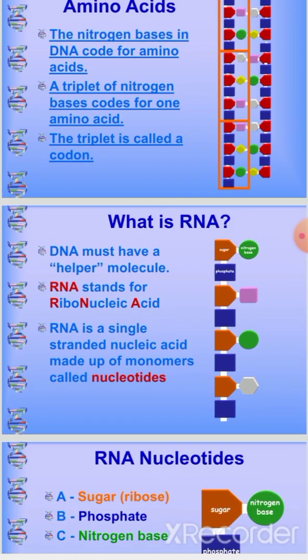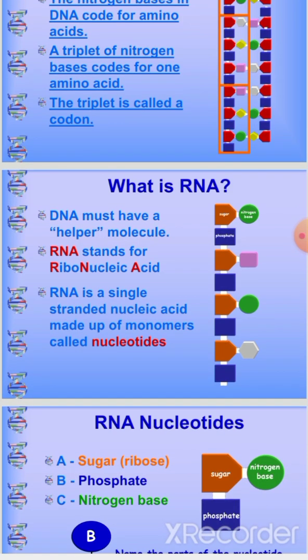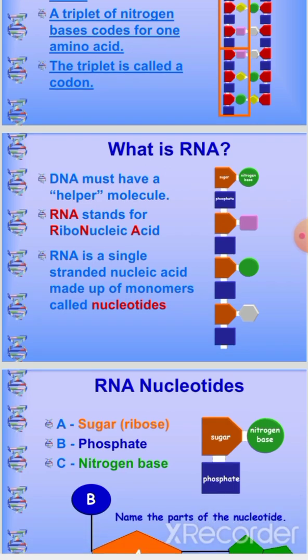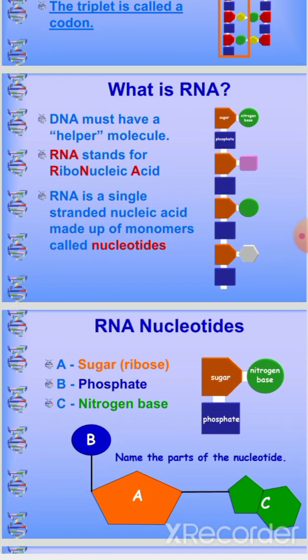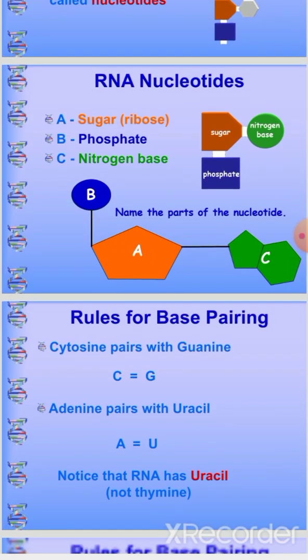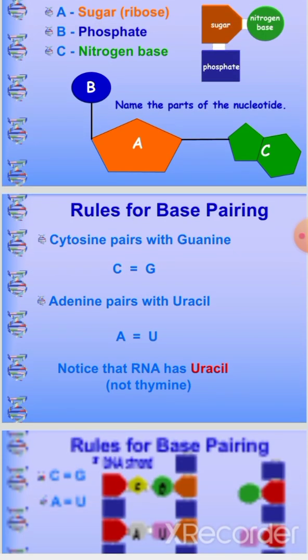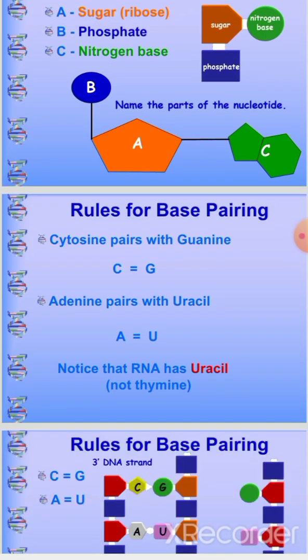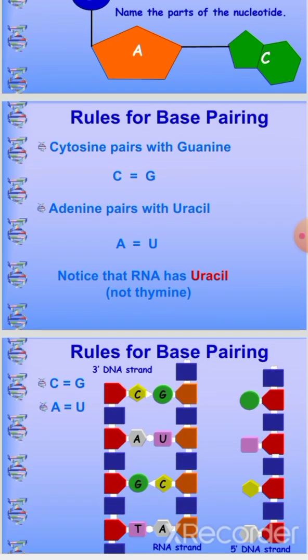What is RNA? DNA must have a helper molecule. RNA stands for ribonucleic acid. RNA is a single-stranded nucleic acid made up of monomers called nucleotides. An RNA nucleotide includes a ribose sugar, a phosphate group, and a nitrogen base. Rules for base pairing: cytosine pairs with guanine and adenine pairs with uracil. Notice that RNA has uracil, not thymine.